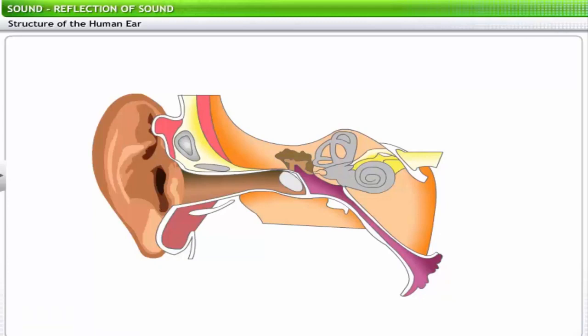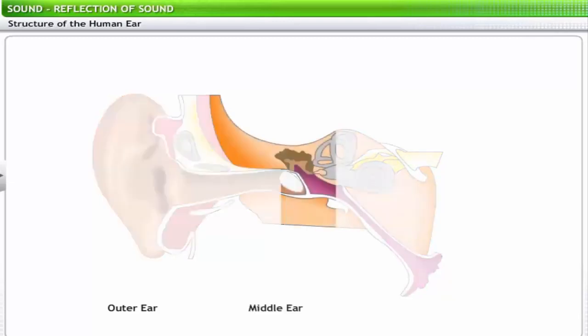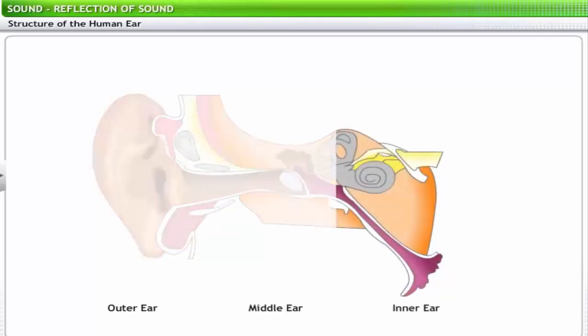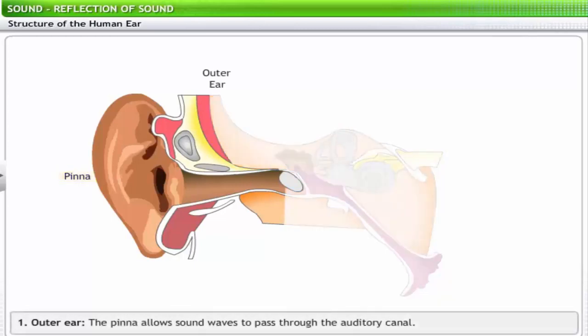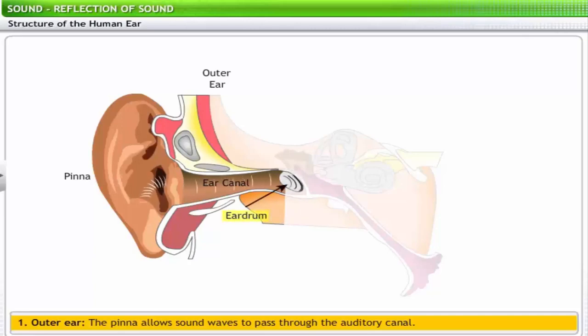The human ear is categorized into three main parts: the outer ear, middle ear, and the inner ear. Let's see how these parts work together to produce the sensation of hearing. The outer ear, called the pinna, allows sound waves to pass into the ear through the auditory canal. At the end of this canal is the eardrum or the tympanic membrane. When a compression or rarefaction reaches the eardrum, it pushes or pulls the eardrum inward or outward respectively due to the pressure on the outer side of the membrane.